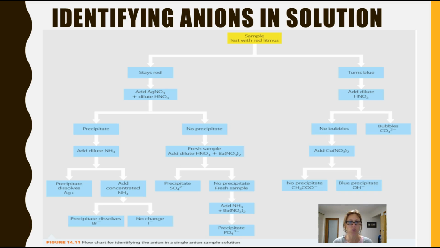So here we've got one on the screen that we can see testing with red litmus. If it stays red, we can add some silver nitrate. If it turns blue, again, we can add some acid. If we get some bubbles, we know it's a carbonate and we're straight out. If we don't get any bubbles, we can continue through with our testing.